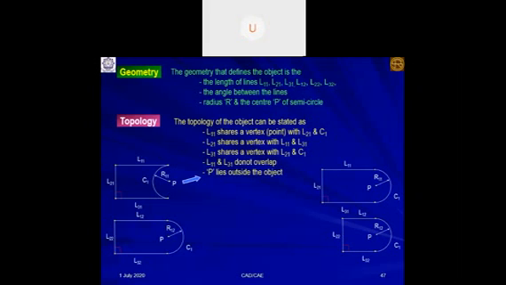Two object shapes, and the right hand side figure geometry. One is the example, the second set of examples in geometry.